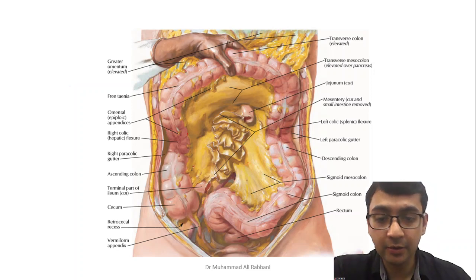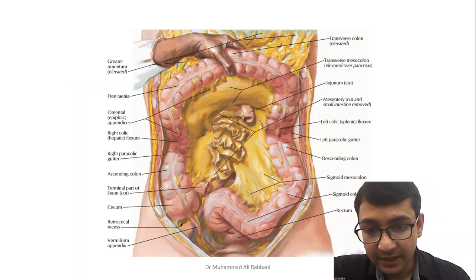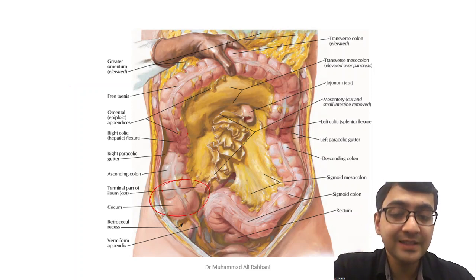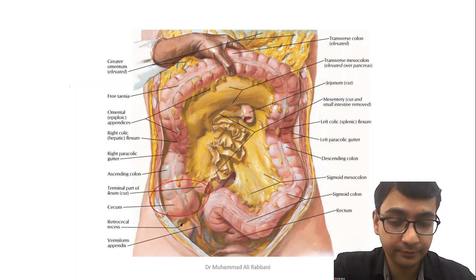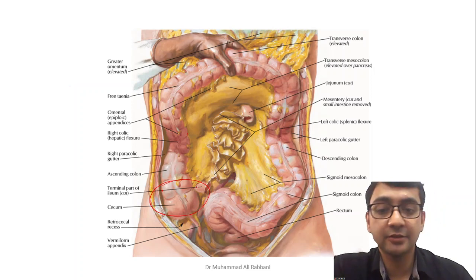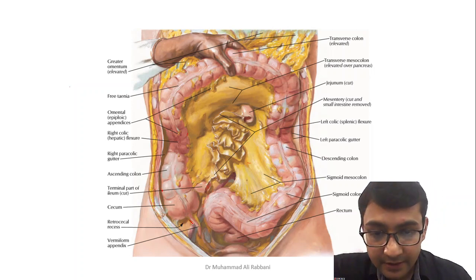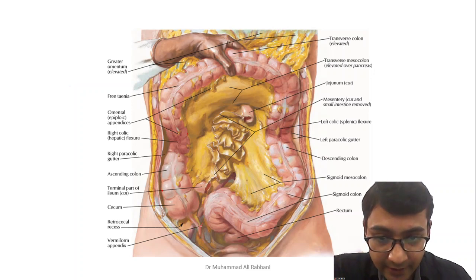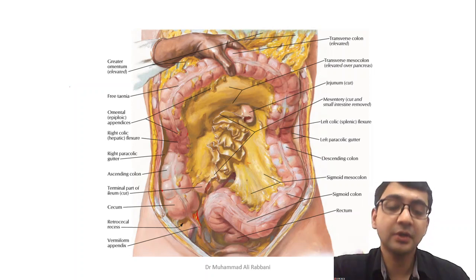And the interesting thing about it is the cecum. Here the cecum is intraperitoneal, but cecum does not have a mesentery. There is appendix. Here appendix is intraperitoneal and it has a very small mesentery. You can see here, this connects it to the mesentery proper of the small intestine or the ileum itself.